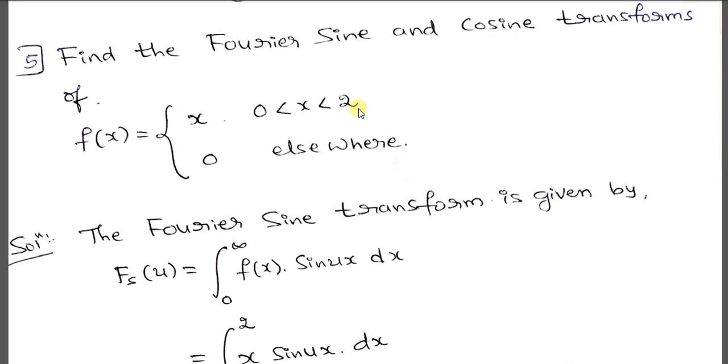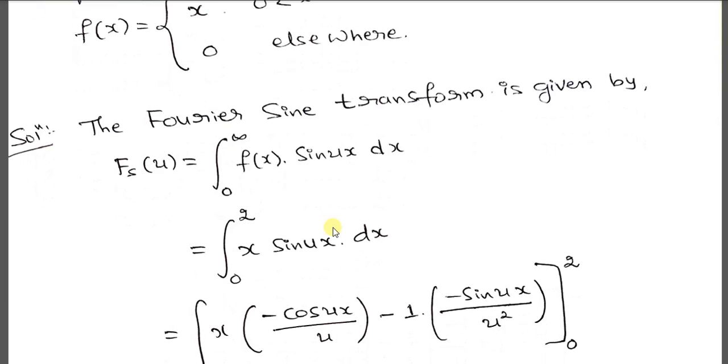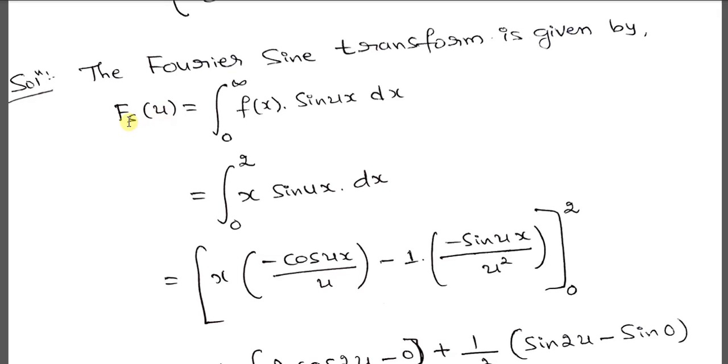So the first problem goes like this. Find the Fourier sine and cosine transform of f of x, which has two values: x for x from 0 to 2, and in other cases it is 0. First we will find the Fourier sine transform, then we will move on to the Fourier cosine transform. Let's begin with the Fourier sine transform. The formula is Fs of u equals integration 0 to infinity f of x sin ux dx. But in this case the function f of x is defined only from 0 to 2, so the integral is x sin ux dx.